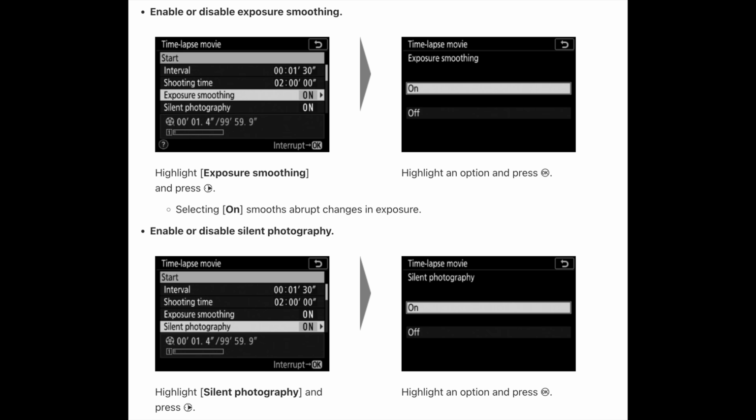The next thing is enable or disable silent photography. This is a personal choice. I just enable it so I don't have to hear the clicking of the camera in the background, but some people like that, so you can have that on or off.